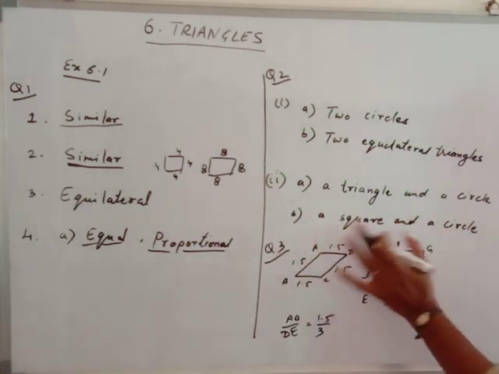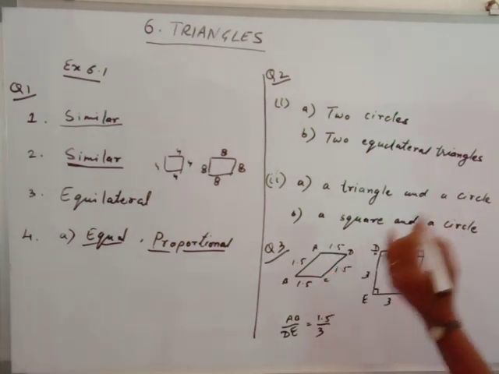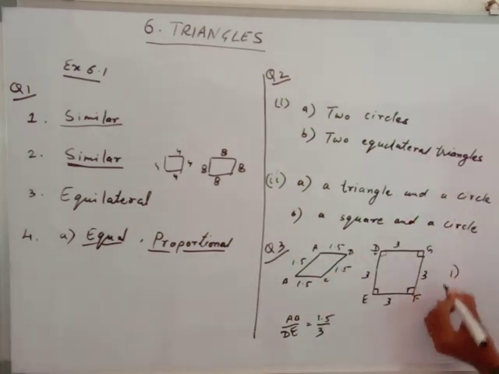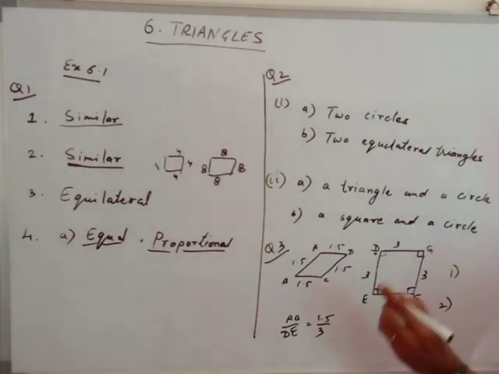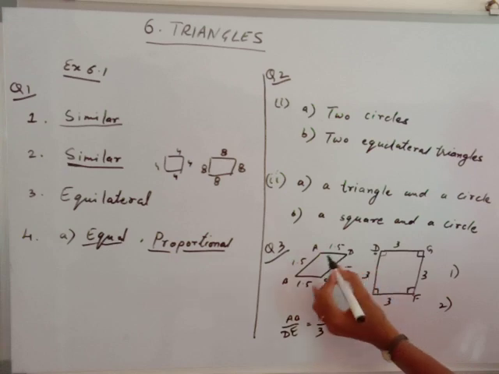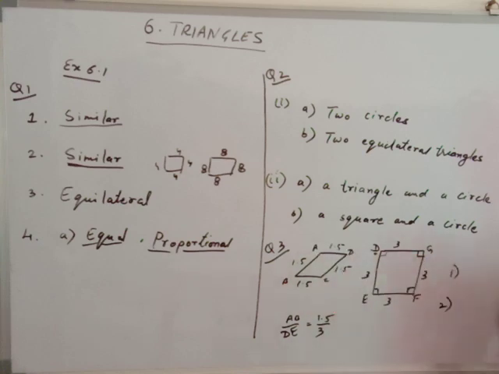So can we say they are similar? The answer is no. Why? Because they must satisfy both conditions. What was the first condition? Angles must be equal. That means angle A must be equal to angle D. But here angle A is not 90, D is 90. So here angle A is not equal to angle D. Even if the remaining are equal, it is still not possible.